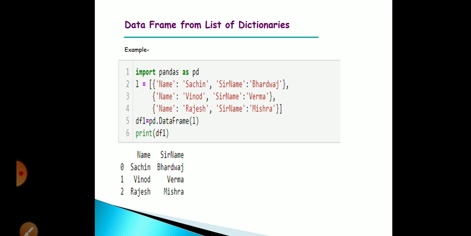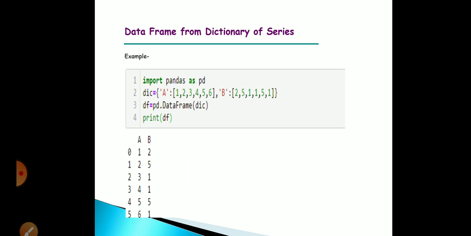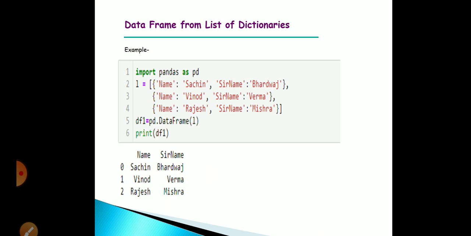Okay, next, data frame from list of dictionaries. How could you create the data frame from a list of dictionaries? In the previous topic we have seen dictionary of series. If you want to give the dictionary in the form of a series pattern, you will write the column name and the series object there. But if you want to give your values column wise, then this is the method of creating the dictionary. But if you want to give your values row wise, then this format you can apply here.